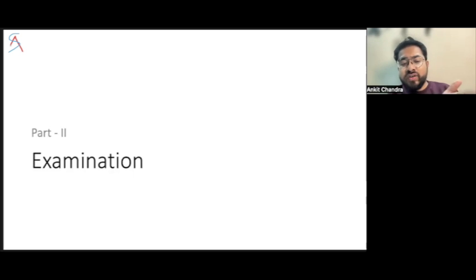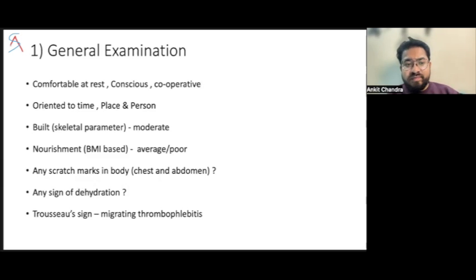So then moving on to the next part, which is very important, which is examination. In the examination, we will start with: patient is comfortable at rest, conscious, cooperative, oriented to time, place, and person. Whenever we talk about build, it's mostly based on the skeletal parameters. And when we talk about nourishment, it's based on the BMI classification, whether based on BMI the patient is undernourished, moderately nourished, or overweight or obese.